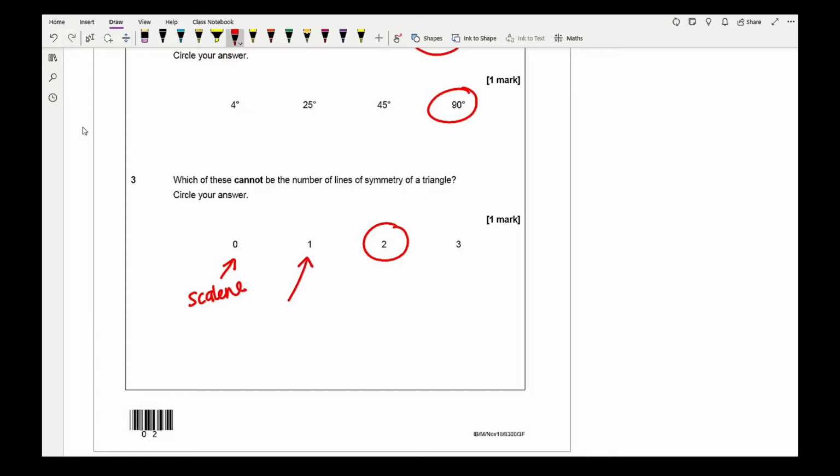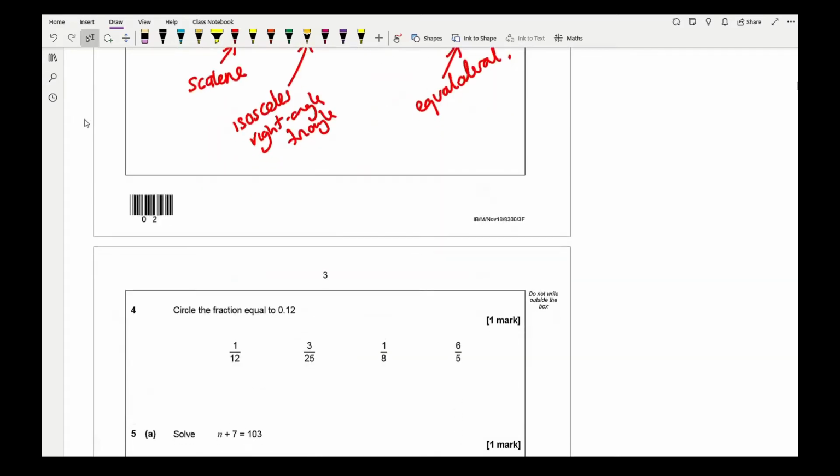One is either isosceles or a right angle. Not all isosceles will have one, not all right angle triangles I should say. And an equilateral triangle will have 3. So 2 is the correct answer for that one.